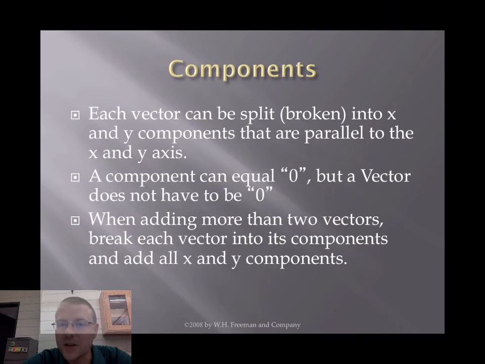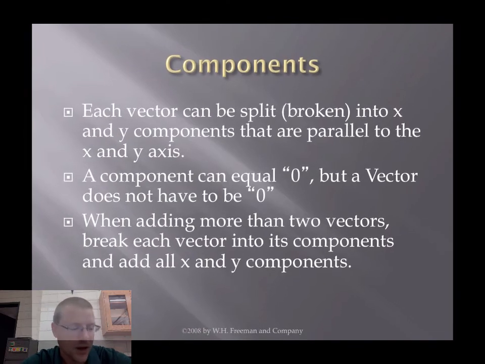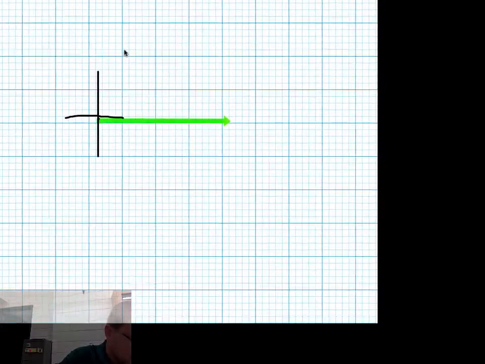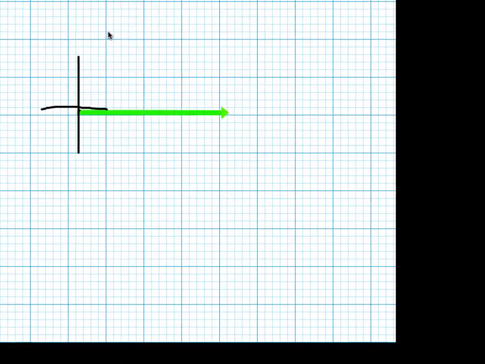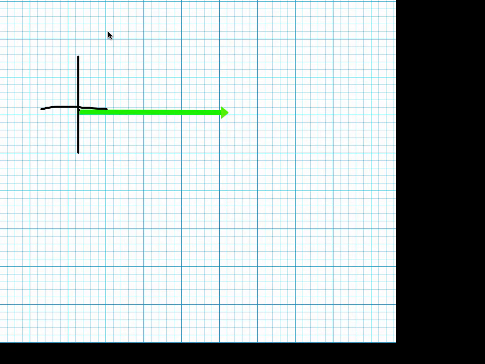Each vector can be split into its x and y components, basically pieces that are parallel to the axis. What this means is that we can have components equal 0, but the vector does not have to equal 0. What do I mean by that? If we have a vector on the x-axis going straight out, let's say this vector A has magnitude 4 meters east.